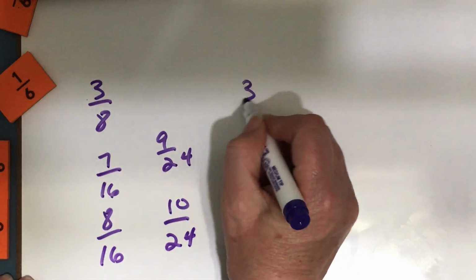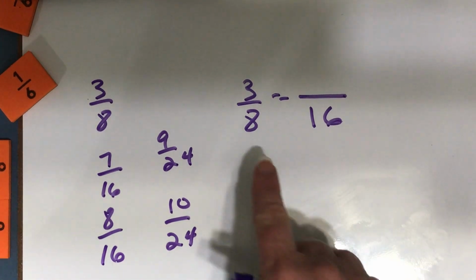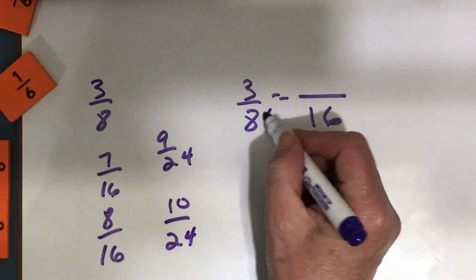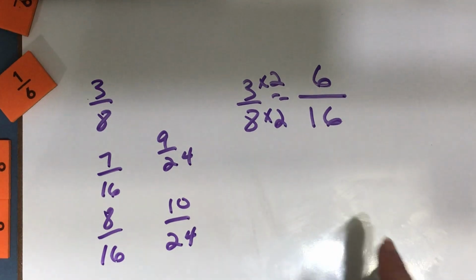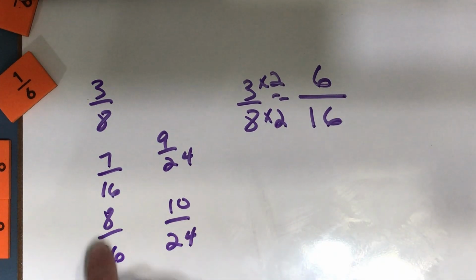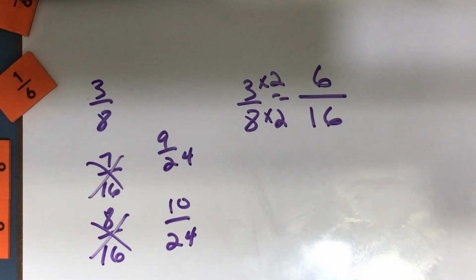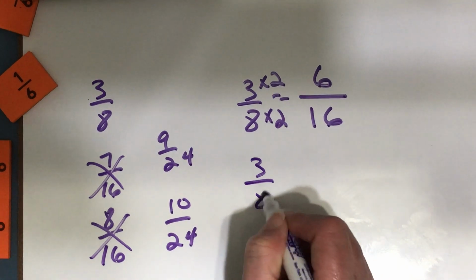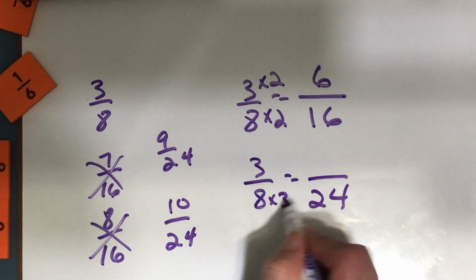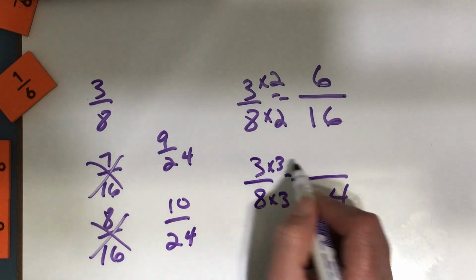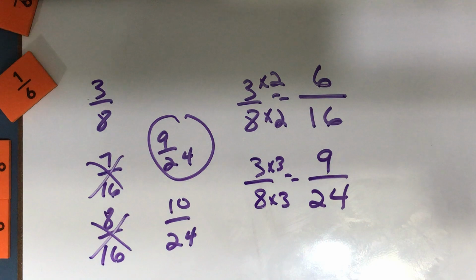So let's take 3/8 and see how many 16ths it equals. Well, 8 times 2 is 16. So 3 times 2 equals 6. So 6/16. So neither of these are equivalent. So it's not 7/16 or 8/16. So now let's check the 24ths. 3/8 equals how many 24ths? 8 times 3 equals 24. So 3 times 3 equals 9. So it's equivalent to 9/24.